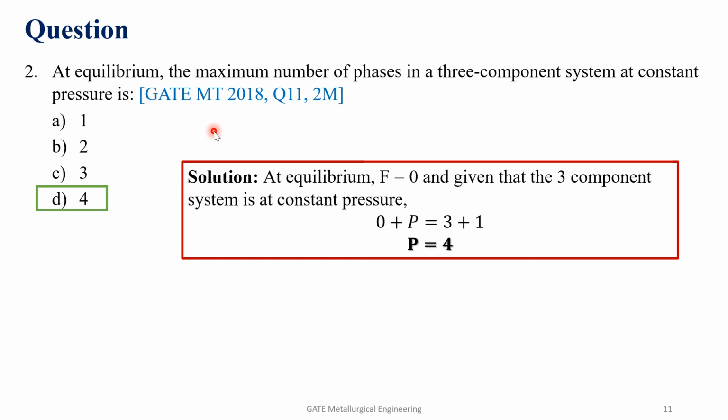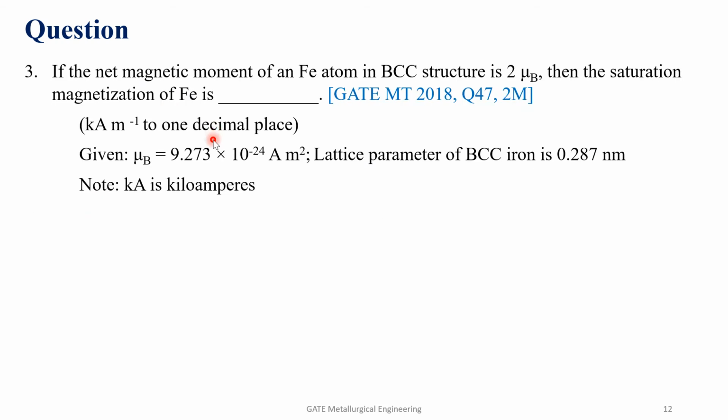I hope it's clear for all of you. Now we'll move on to the next question. If the net magnetic moment of an iron atom in BCC structure is 2 mu B, then the saturation magnetization of Fe is, it was asked in GATE Metallurgical Engineering 2018 for 2 marks. We have to find the answer in kiloampere per meter up to 1 decimal place.